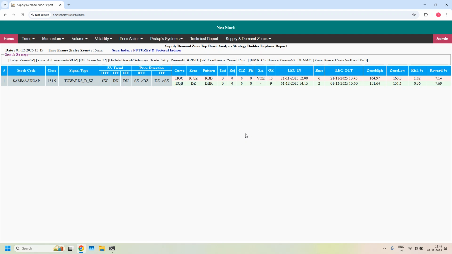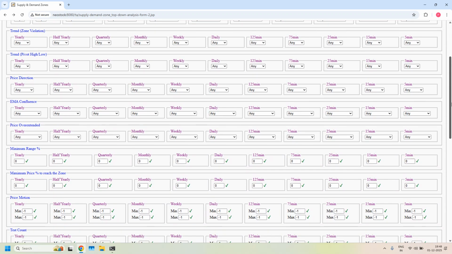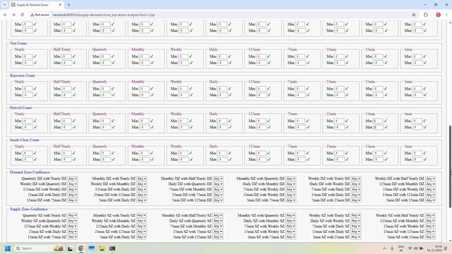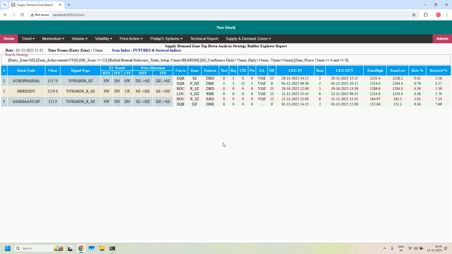Okay, next let us generate the report based on the second strategy. So removing ITF EMA filter. So second strategy, first step, LTF, ITF and HTF supply zone confluence. That means 3 filters we have to set here. 15 minutes and 75 minutes, 15 minutes and daily, 75 minutes and daily supply zone confluence. That is 15 minutes, 75 minutes and daily supply zone confluence. So now we got 3 stocks. So these 3 stocks, all these 15 minute supply zones are overlapped with 75 minute supply zone.